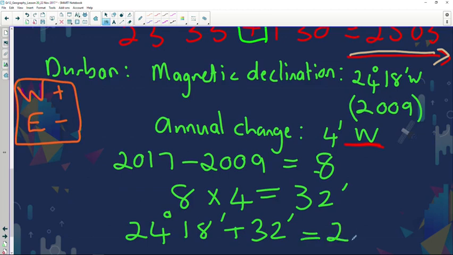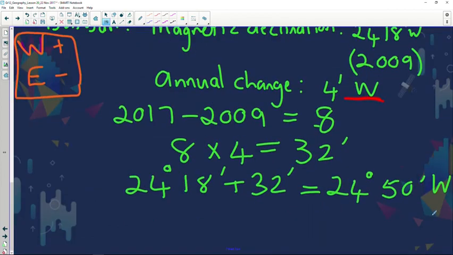So our correct answer will be 24 degrees, 50 minutes west. Keep in mind the degrees did not change because our minutes did not exceed 60 minutes. And that's our correct answer.